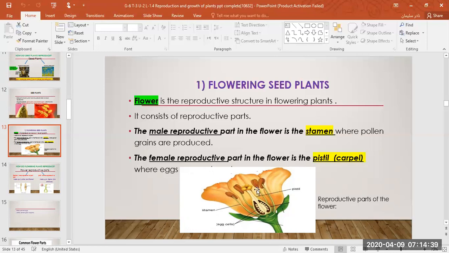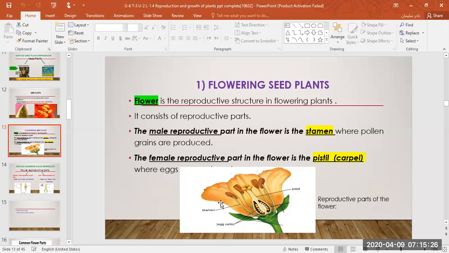If we look at this picture, we can observe the structures of the flower. Here in this flower, we have the male reproductive part. Do you see this one? Here we have 4. The male reproductive part is named the stamen. This part produces pollen grains, and as we said, pollen grains contain the sperms. So the stamen produces pollen grains that contain the sperms. Okay, so if you observe, we have 4 male parts in this flower.